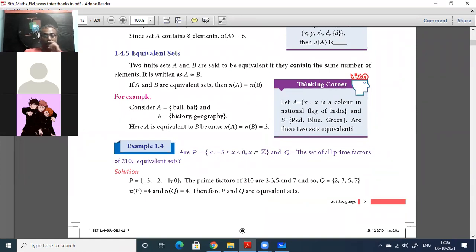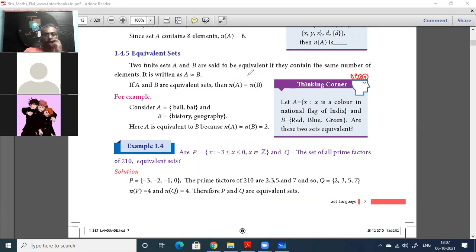equivalent sets, not equal sets. Equivalent sets. Two finite sets A and B are said to be equivalent if they contain the same number of elements. It is written as A is equivalent to B. So this symbol is not the equal symbol. This is equal, both the sets are equal. This is only equivalent. So if n(A) is equal to n(B), then they are equivalent. So both of them have 9 elements, then they are equivalent sets.